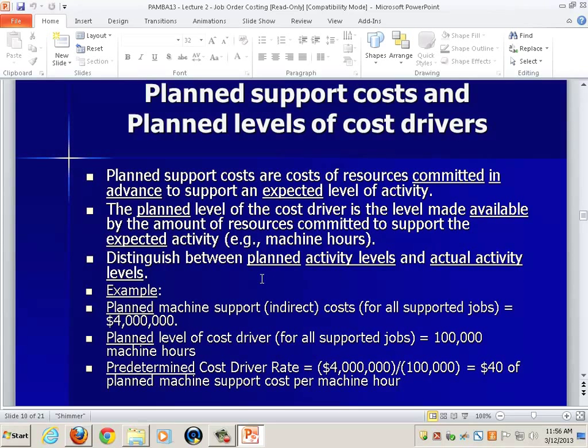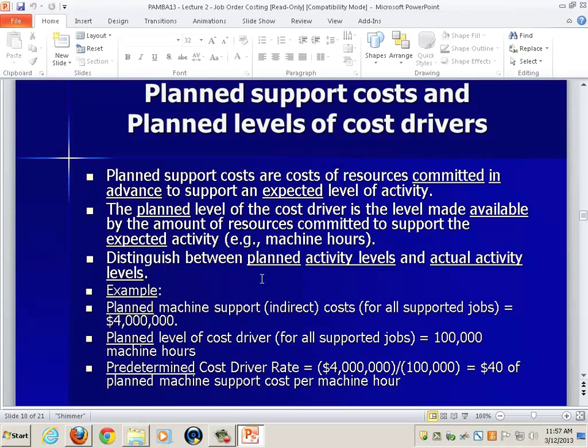Then you have to decide on the cost driver that you use for the machines, and you decide that the cost driver is going to be machine hours, because it's closely associated to the activity and the cost of the machine. The number of machine hours is the number of hours that the machine works. So we have machine hours.